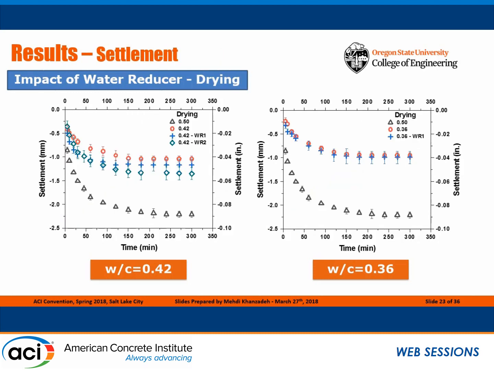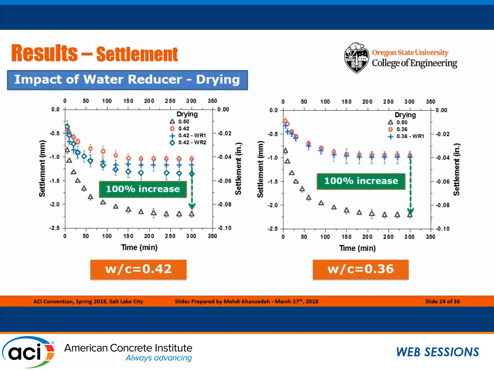So I'm going to move to the settlement in case we use the water reducer. On the left side, I have the 0.42 mixes with a water reducer added, and a comparison with the 0.5 water-cement ratio. On the right side, I have the 0.36.